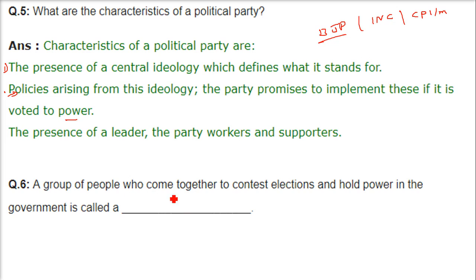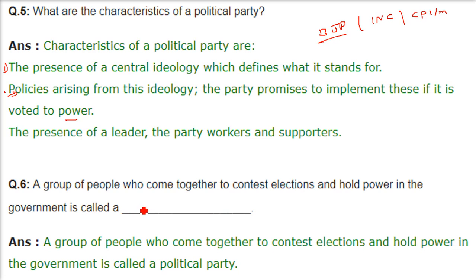A group of people who come together to contest elections and hold power in the government is called a political party.